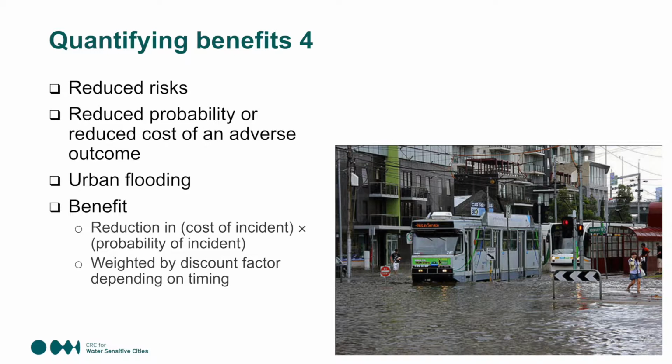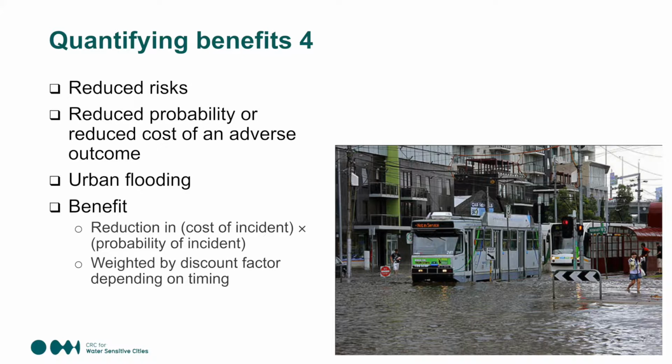And then the fourth main one that we'll capture is around reducing risks. So some projects that we might invest in, for example, could have a benefit in terms of reduced flood risk. If we're putting a lot of vegetation out in the community, maybe we're reducing concrete and bricks, we could reduce the probability of an adverse event like an urban flood. So we want to be able to capture that benefit.